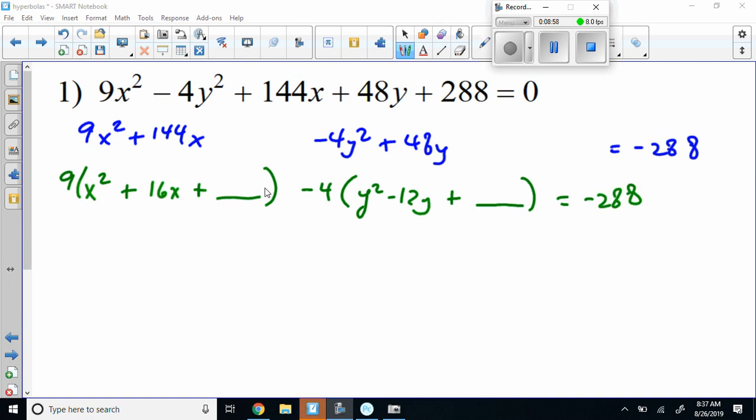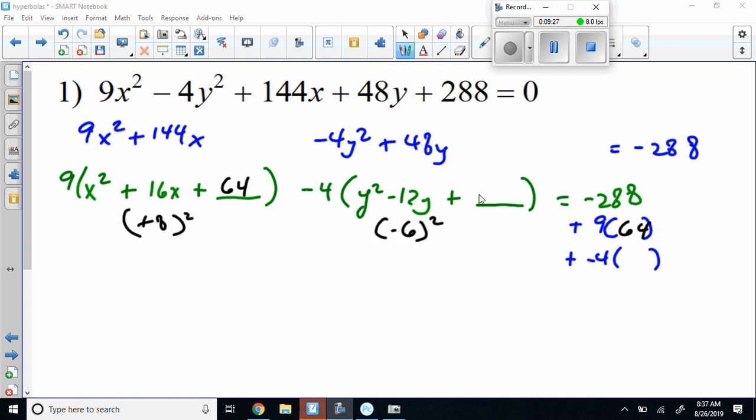Now, I'm going to put plus 9 times something plus negative 4 times something, right? What is half of 16? So I'm going to put a positive 8 squared. That's 64. There you go. So I'm going to put 64 over here. Negative 12, half of it is negative 6. Square it, and you get 36. I'll put 36 over here.